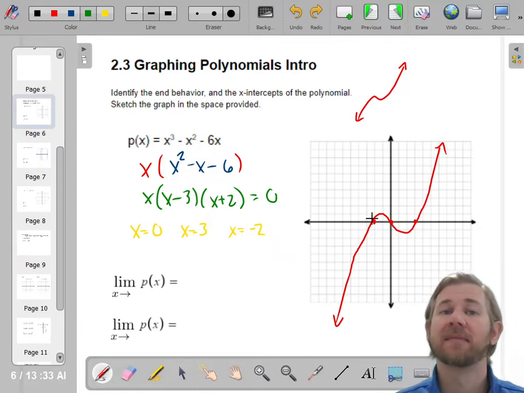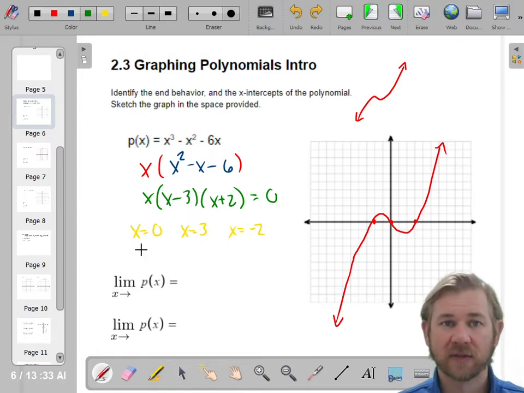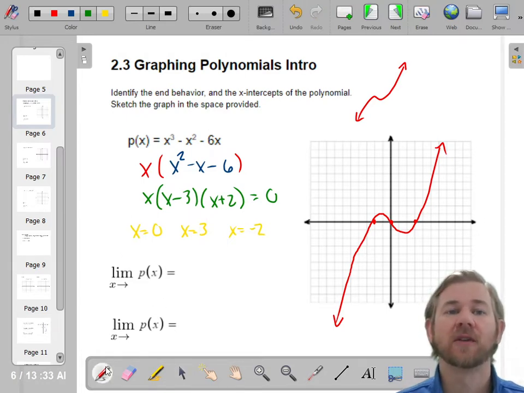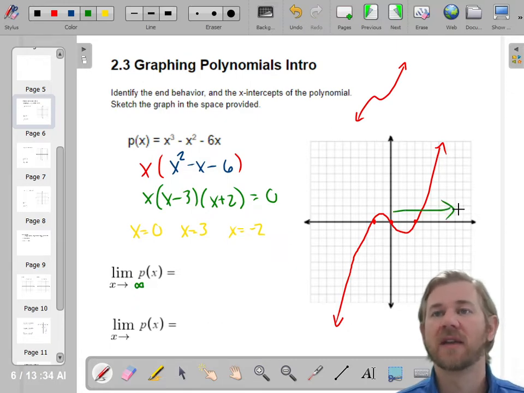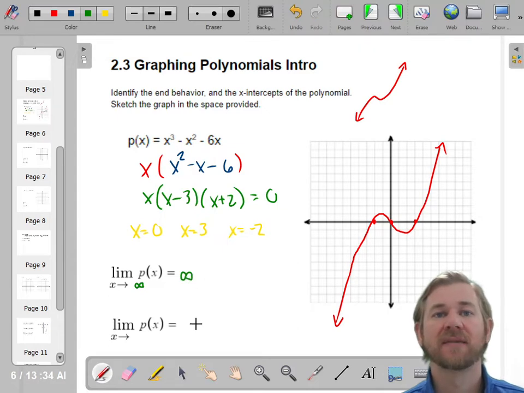Now we're going to describe the end behavior using limit notation. When you're doing limit notation, first realize that when it says x goes to infinity, we're going to say infinity. That's describing it to the right. So we're saying as you go to the right, as x goes to infinity, what does the limit of the function do? What does y do? As you go to the right, the function goes up. So we'll say y goes to positive infinity.